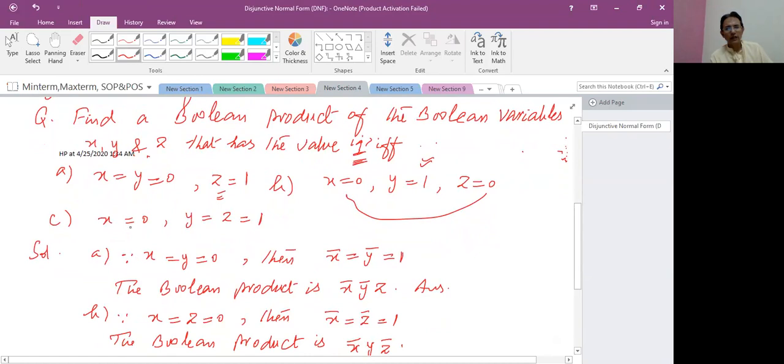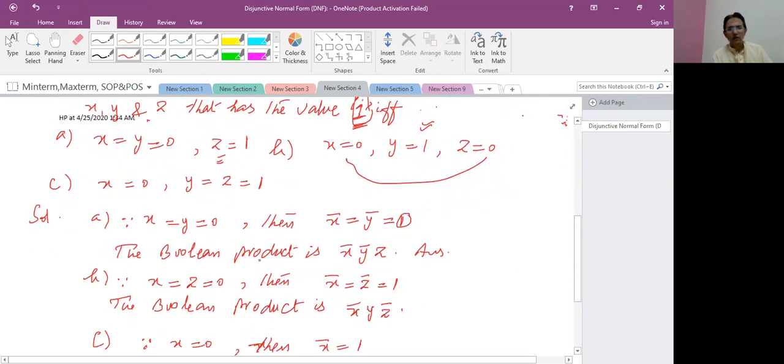So student, as we know that x and y both are 0, it means when we take the complement of both variables, it is equal to 1. So if we compare this value, it will be converted into 1. So the complement of y and the complement of x is equal to 1. So the Boolean product is x, y complement, but z as it is because it has 1. So this is called the Boolean product of three variables.